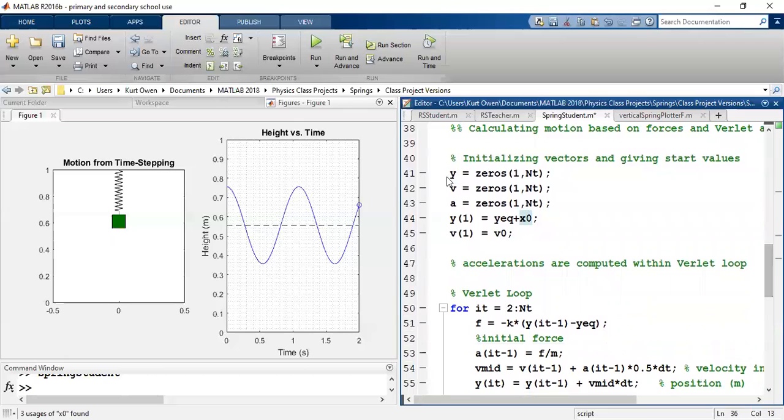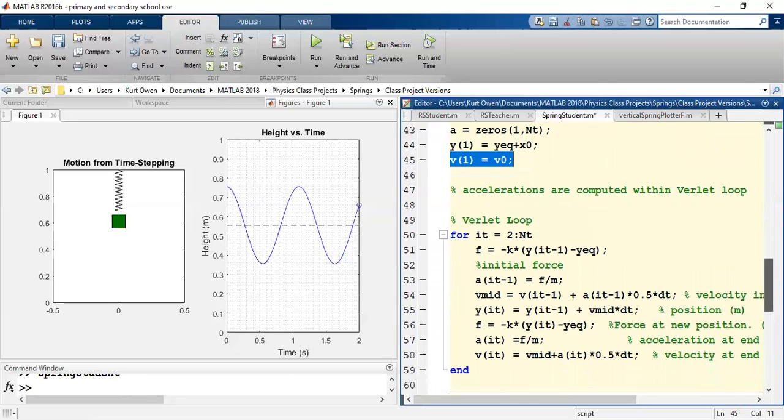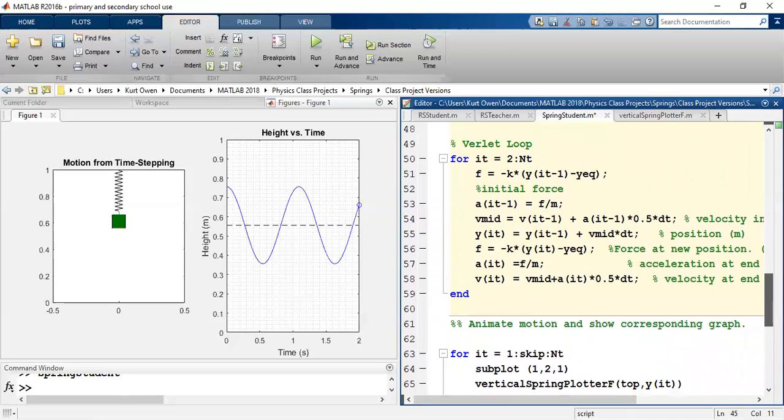We're going to eventually have position, velocity, and acceleration, so those have all been zeroed out for now. And y1 equals YEQ plus x0. That tells us the height we're starting at: the equilibrium height plus whatever initial amplitude was given. And v1 will equal the initial velocity, so we set that as well. For now, that's 0. Then we get into a loop of the motion.